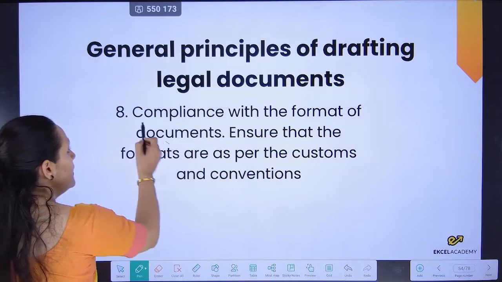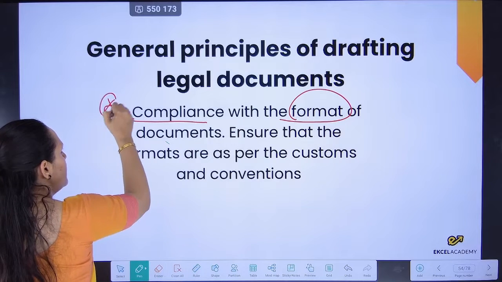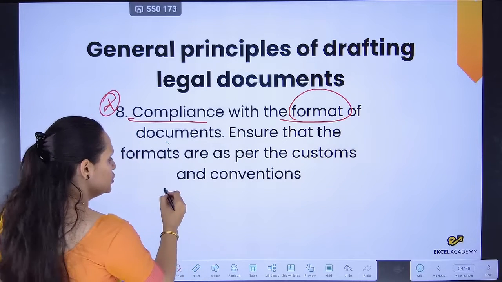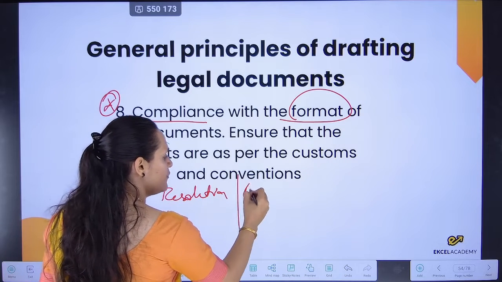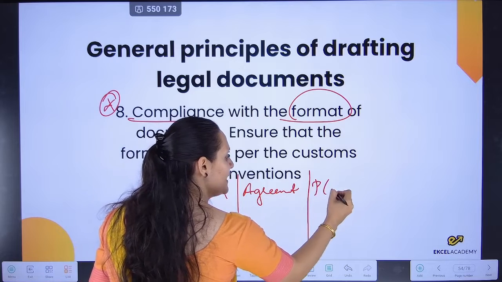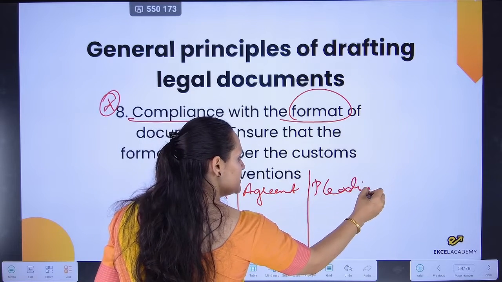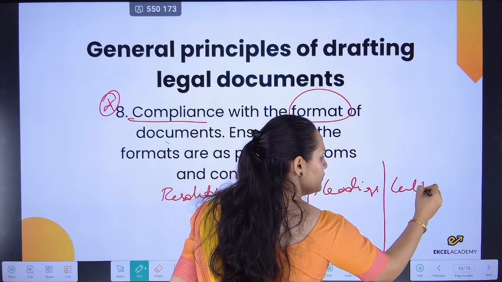Next, compliance with the format. Very, very important. When we are going to draft a resolution, we have a specific format. When we are going to draft an agreement, we have a specific format. When we are going to draft pleadings under CPC, we have a specific format. When we are going to write letters, that has a specific format, right?